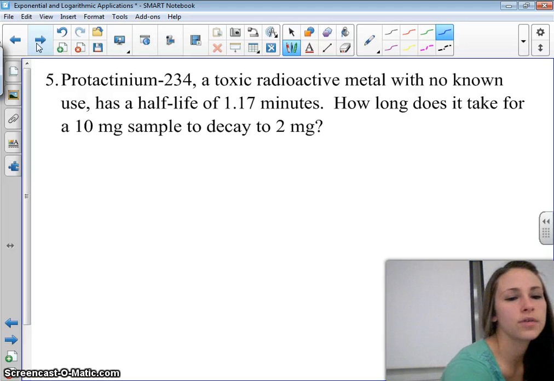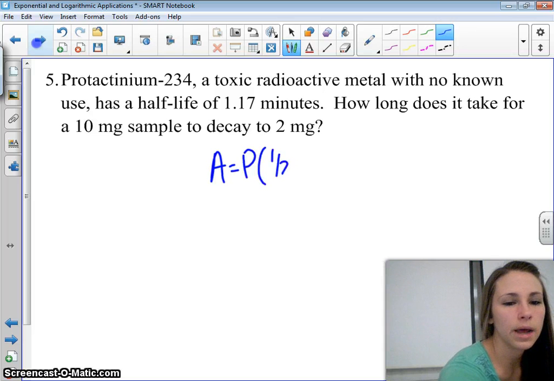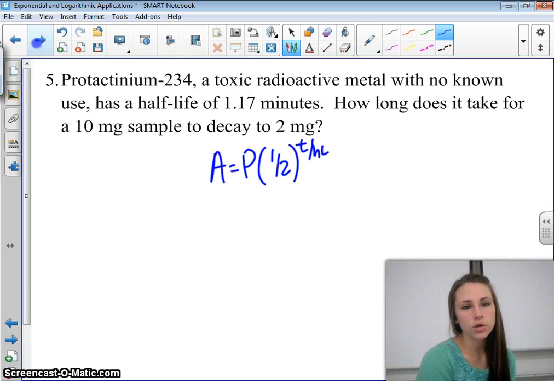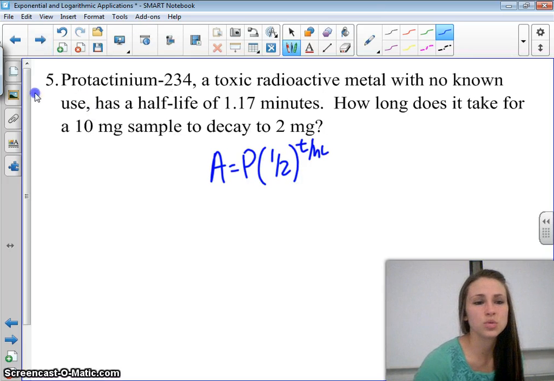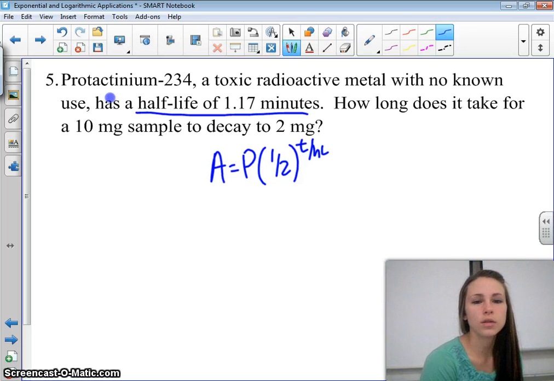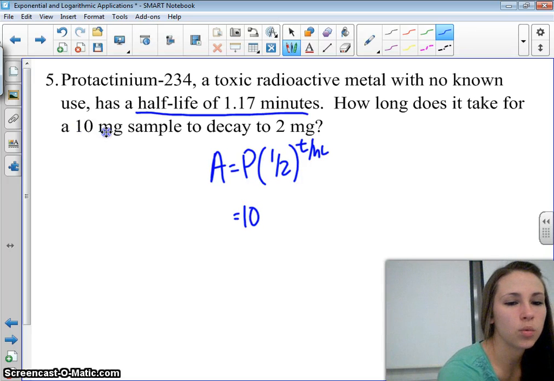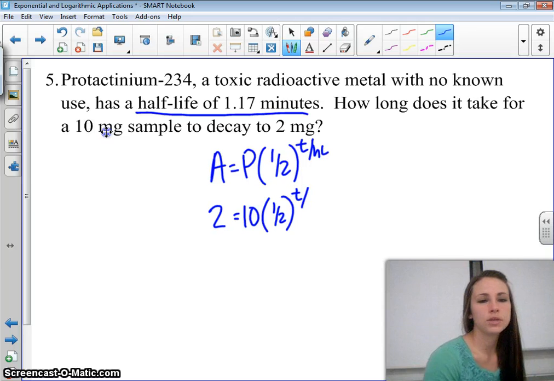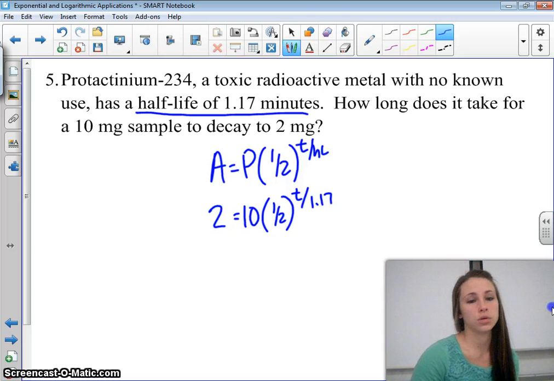Okay, so this is half-life. This is A equals P times 1/2 to the T divided by HL. Alright, so protactinium-234, a toxic radioactive metal with no known use. None of this really even matters, but I do want you to know that it has a half-life of 1.17 minutes. So how long does it take for a 10 milligram sample to decay to 2 milligrams? A 10 milligram sample is what I'm starting with for P. I want it to decay to 2, so that would be my final amount. And then I want to know how long that takes, so I'm going to look for T, and I know that the half-life is 1.17. Since that's in minutes, my time is also going to be in minutes.